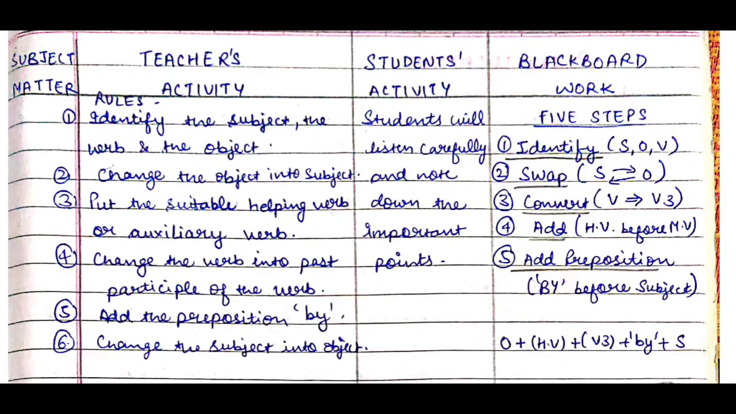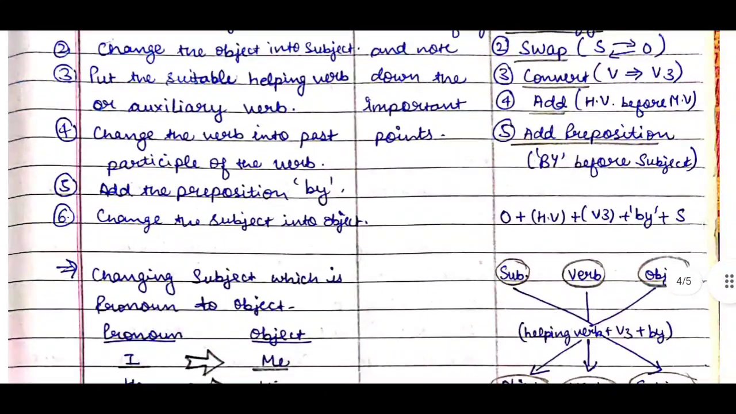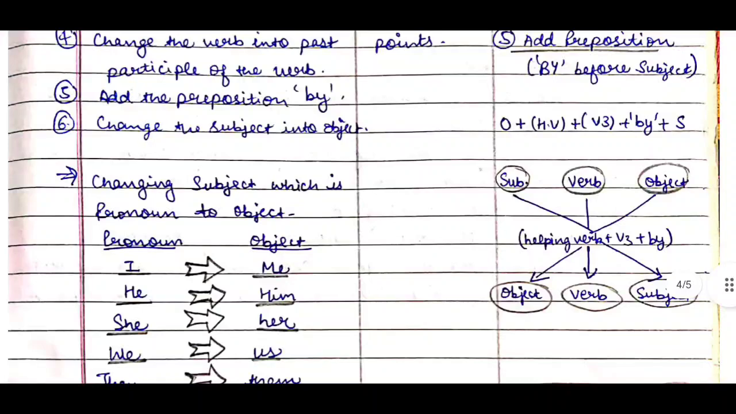First one is identify. In brackets, we can write subject, object, verb. Second is swap. That is subject to object and object to subject. Third is convert. You have to convert the verb. Fourth is add helping verb before main verb. Fifth is add preposition by before the subject. Here we can explain in one definition, or one statement.